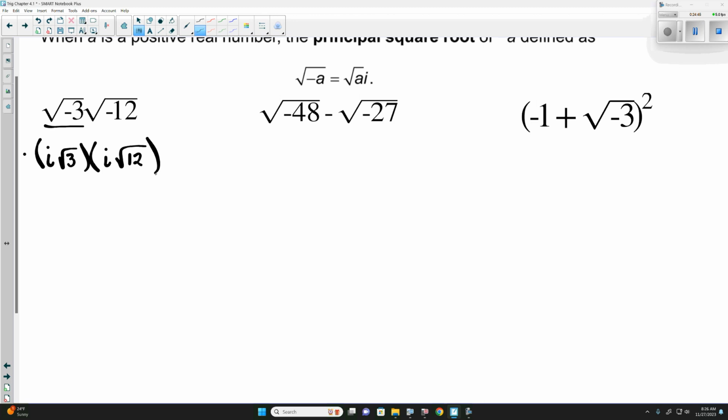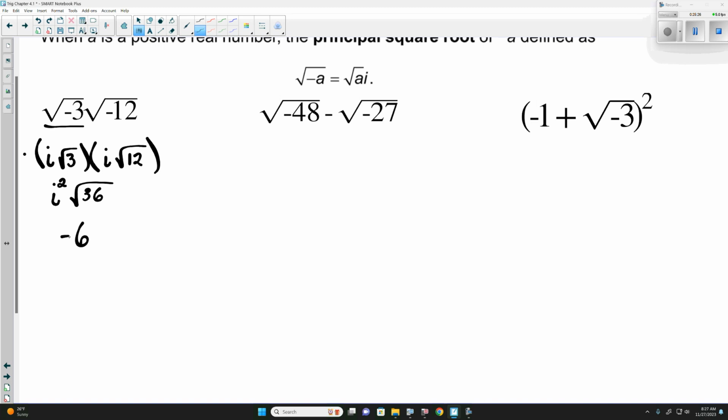Now we can multiply these together, and there's different ways we could have done this. i times i gives us i squared. Square root of 3 times square root of 12. Since they're both the same radical, 3 times 12 is 36. What's the square root of 36? 6, because 6 times 6 gives us 36. So the number multiplied by itself that gives us 36 is 6. i squared is negative 1, so it makes it negative 6. Questions on this here?